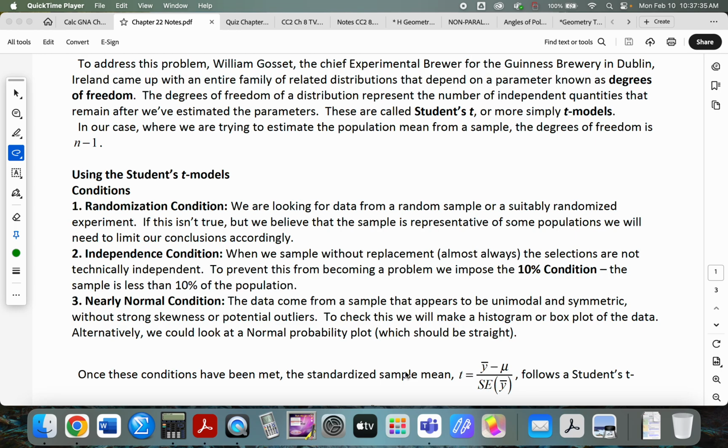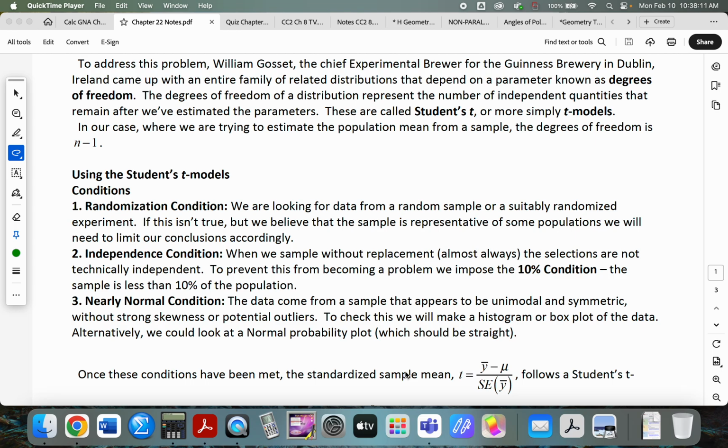So what he came up with is a distribution that is unimodal and symmetric, but it's not normal. It depends on a parameter called the degrees of freedom. We'll talk a little bit more about that. The degrees of freedom of a distribution represent the number of independent quantities that remain after we've estimated the parameters. And it's okay if your eyes kind of glaze over when we're talking about the degrees of freedom.